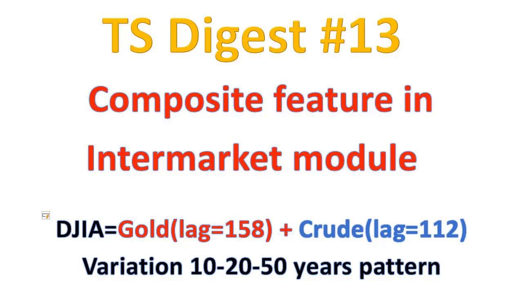In this digest I would like to introduce you the new feature in intermarket model. This is composite. The users ask me a lot to add this feature, and this feature allows to build a superposition of different similarities. For example, right now Dow Jones can be interpolated and extrapolated as a superposition of two financial instruments: gold with lag 158 days plus inverted crude oil with lag 112 days. I will show you how to do it using the new feature composite.